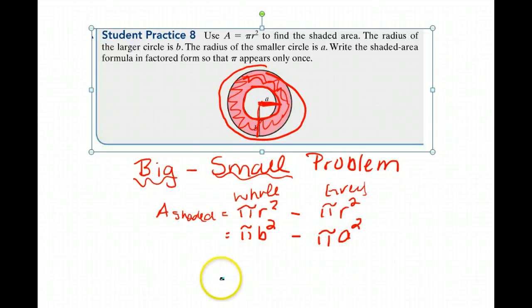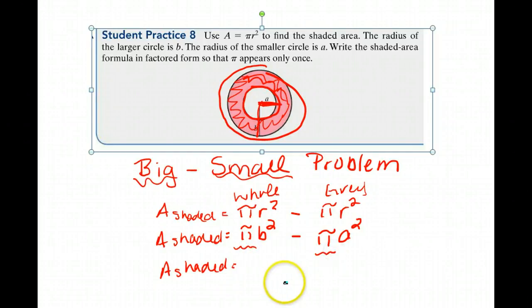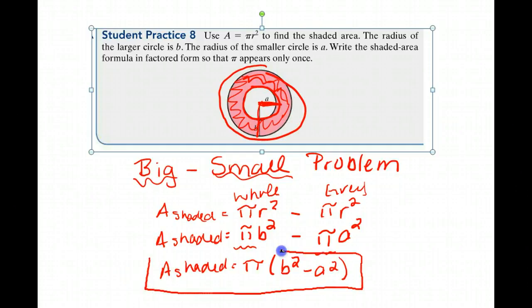Now the problem said that they only wanted to have pi written one time. If you look at your expression, you can see that both of those expressions contain pi, so we can factor it out. When we factor it out, we're left with b squared minus a squared inside our parentheses. And there's our final answer for this problem.